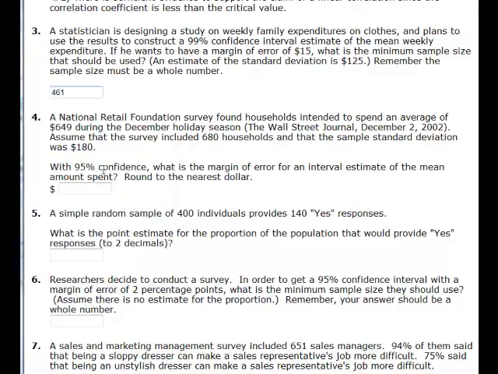Okay, question number 4. In this one, we're trying to find the margin of error for a confidence interval. And remember, anytime that it says average, like right here, that's the same as a mean. So we have a sample mean of 649, and remember that's going to be our point estimate. Our sample size is 680, and our sample standard deviation, the S, is 180. And down here we've got our confidence level of 95%.